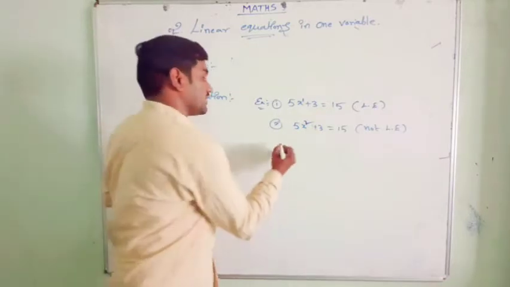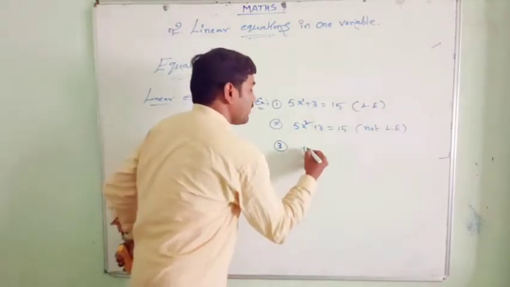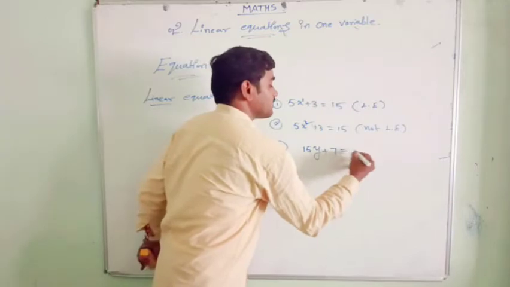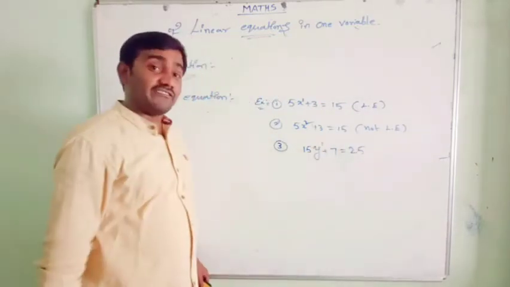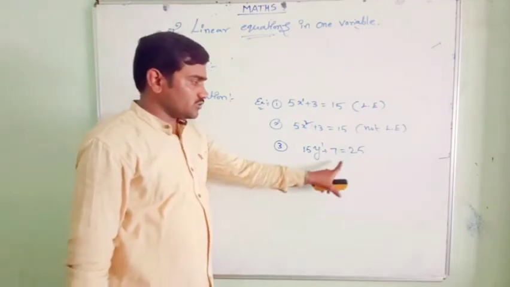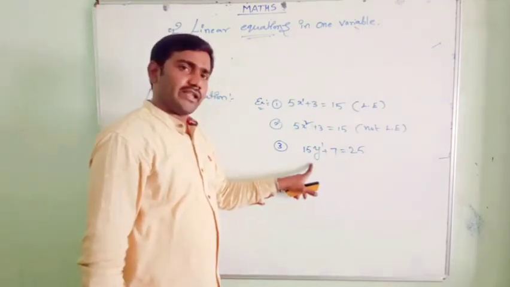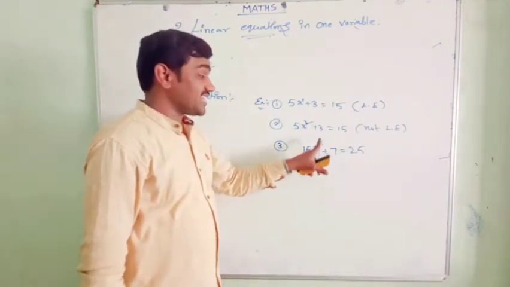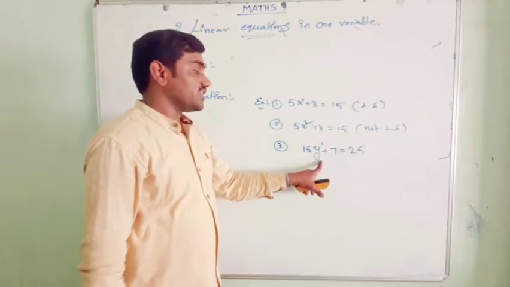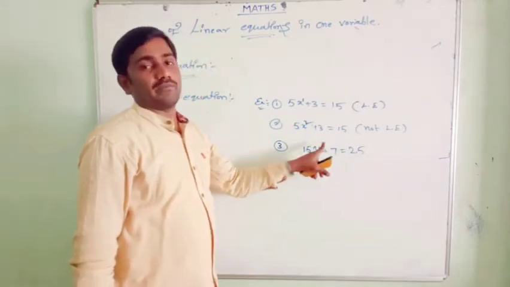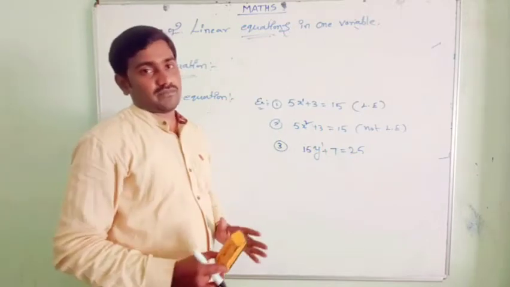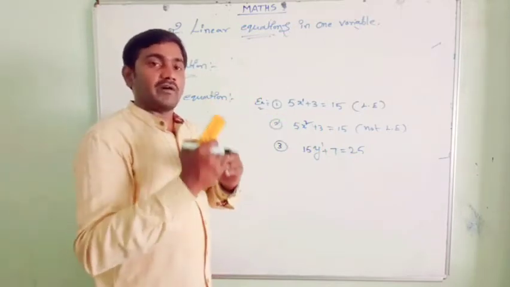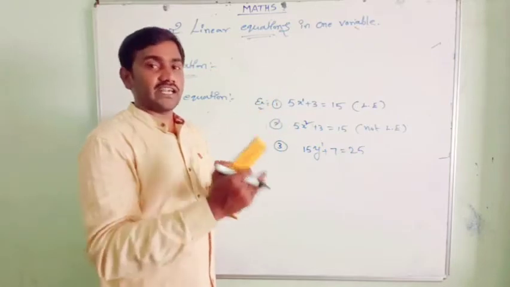So for the third example, 15y + 7 = 25. It is also a linear equation in one variable. Do we have any two variables in this? We have only one variable, and this is a linear equation because the power of the variable is 1. If the power of the variable is 1, it is known as a linear equation.